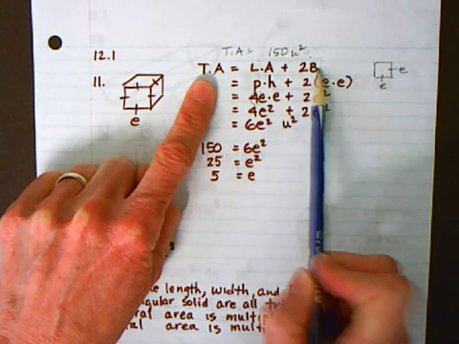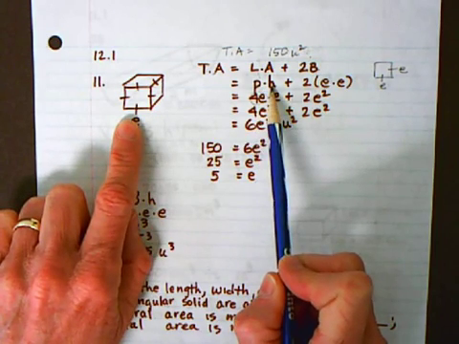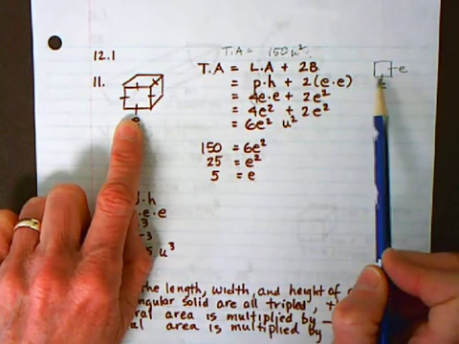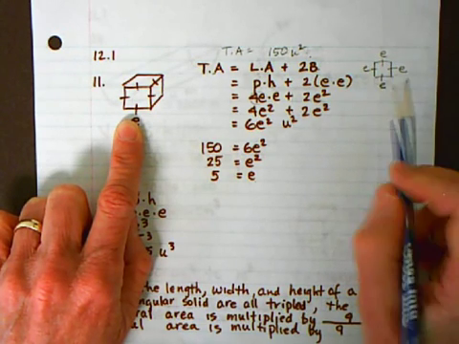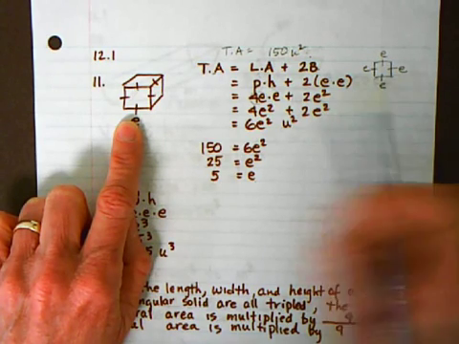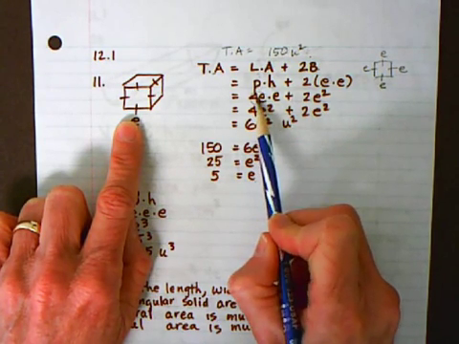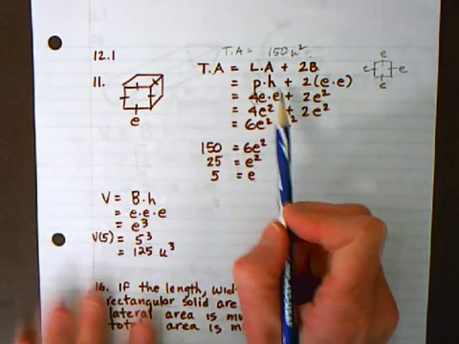So that lateral area we know is the perimeter of the base times the height. Now the perimeter of the base is the perimeter of a square, because a cube is a square prism. So we know that the perimeter of the base is 4e. And we know that the height of the cube is also the same as the edge length. So the height, we're going to represent that with an e.